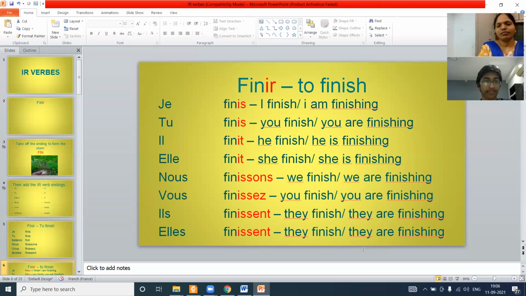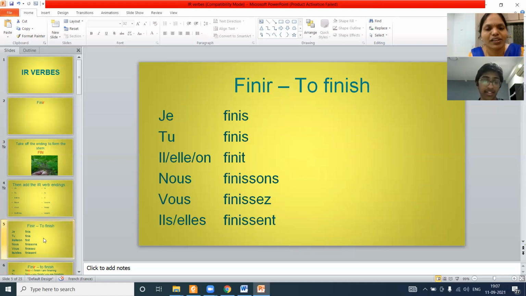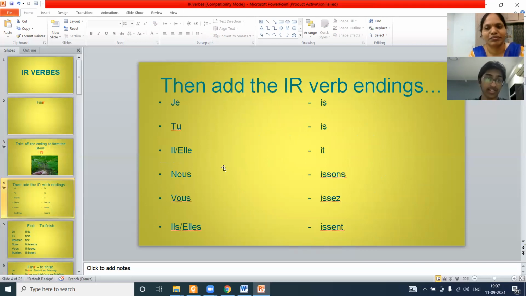D'accord? Okay. Can I write the conjugation? One conjugation, you will write. No, I mean the verb endings in the previous slide, the endings of the IR verbs. Can I copy them? Yes, I'll just write it down, one second. D'accord.